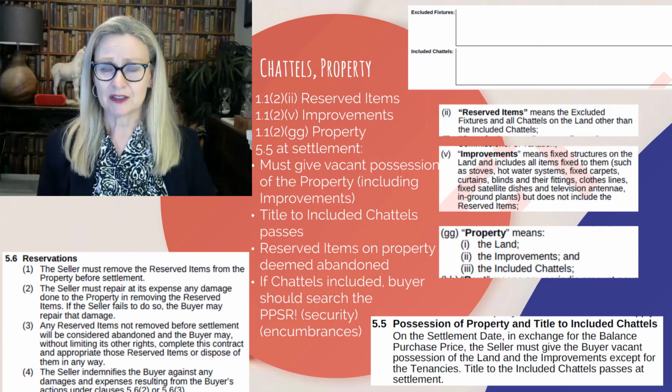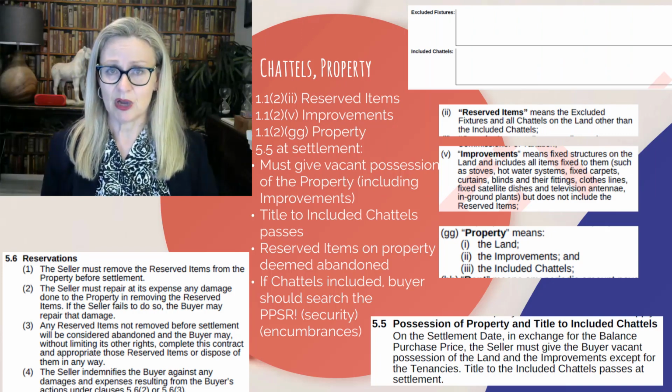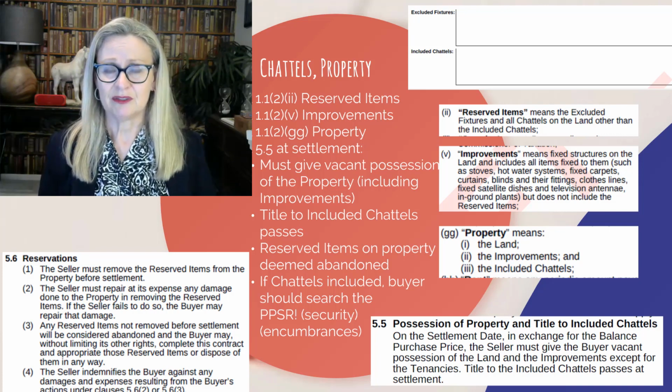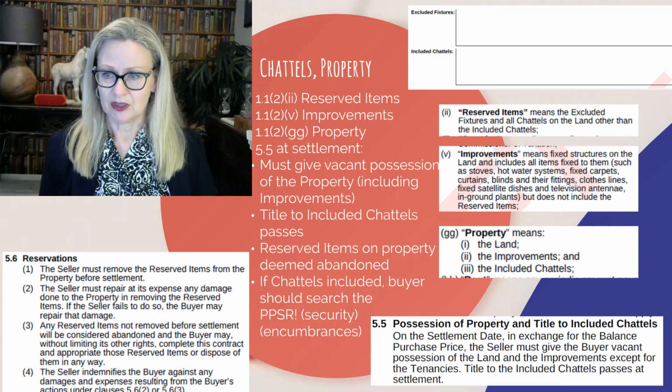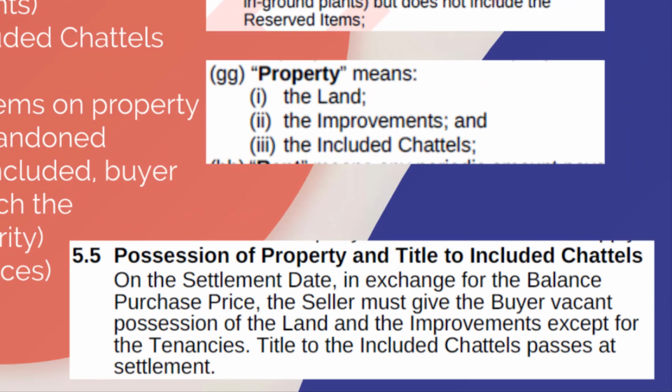So we know that under clause 5.5 of the standard terms, we need to have the seller giving the buyer vacant possession. What exactly do they have to give vacant possession of? Well, you can see I've reproduced 5.5 down there again for you. The land and the improvements.